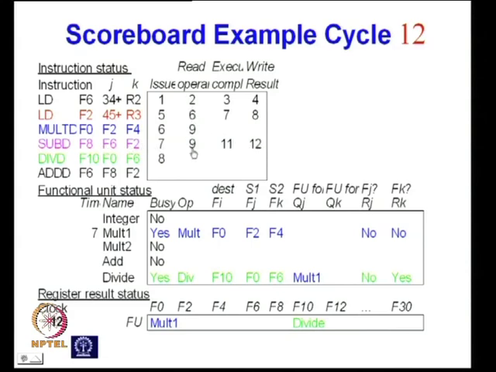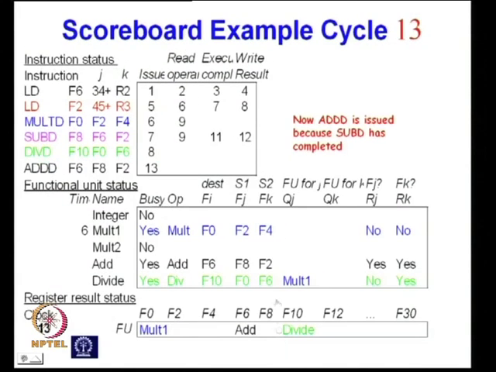So, it has read its operand in 9th cycle, and execution will take 2 cycles. So, in 12th cycle the result is written into register F8, and then you will see that this instruction can be issued in the next cycle. So, this instruction has been issued in the next cycle because operands are now available. So, all the instructions have been issued now, and they will be in different stages of execution. The first two instructions and this instruction execution have been completed.